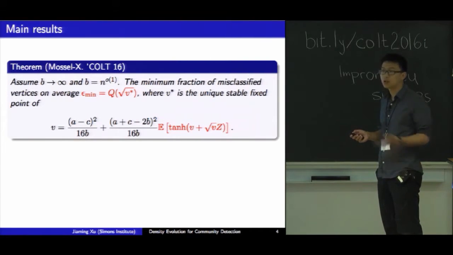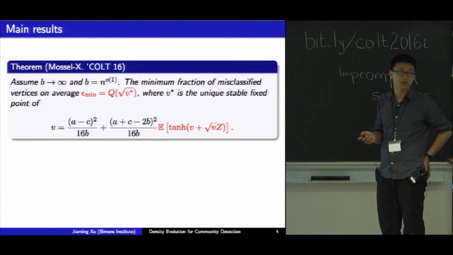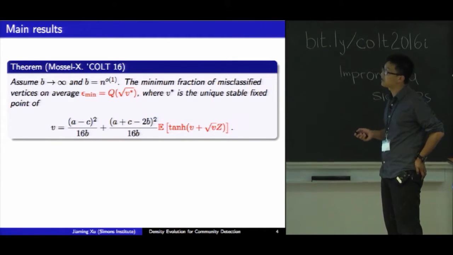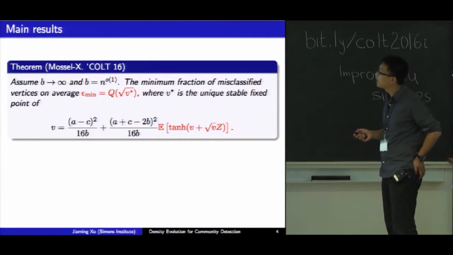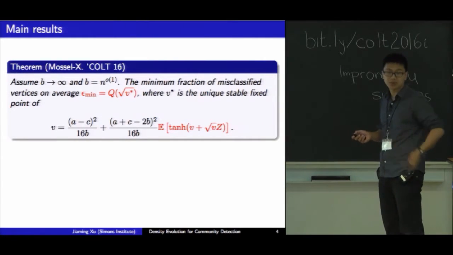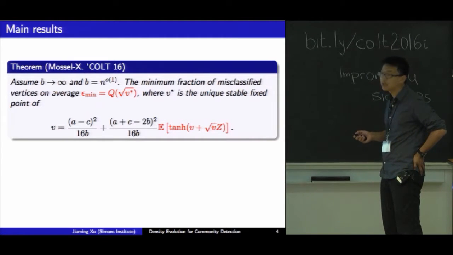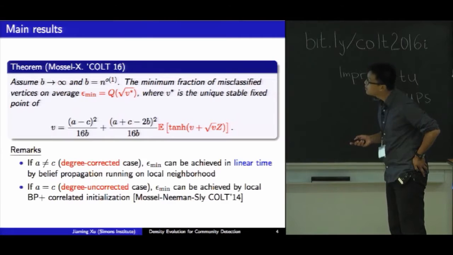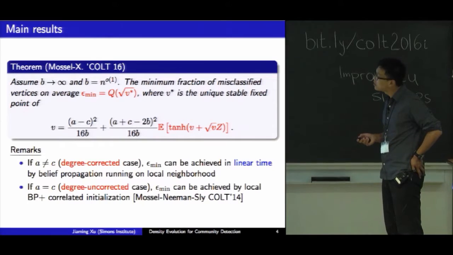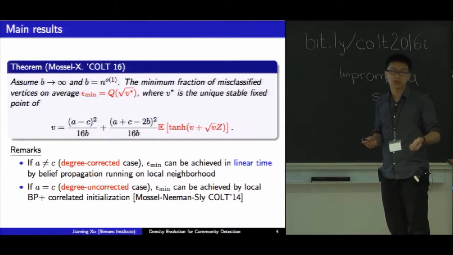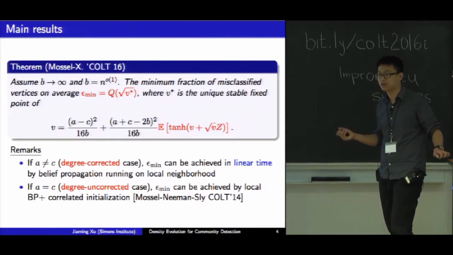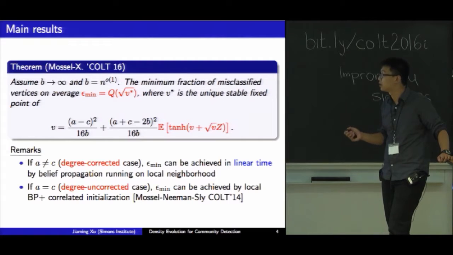So Q here is the complementary CDF of a standard normal distribution. And V star is the unique stable fixed point of the following fixed point equation. Okay? So A over n is the edge probability within the first community. C over n is the edge probability within the second community. B over n is the edge probability across two different communities. And Z here is the standard normal distribution. Okay? So far clear? Okay? So I just want to make two remarks. If A does not equal C, then the average degree of a node in the first community is different from the average degree of a node in the second community.